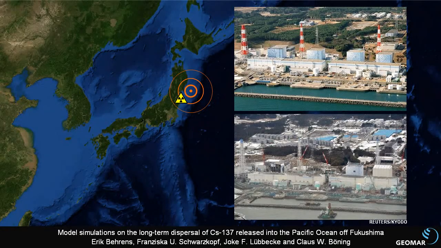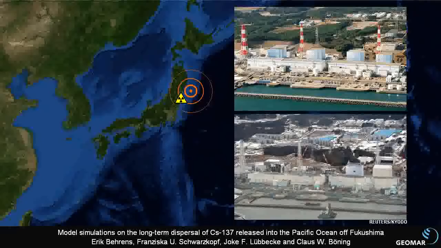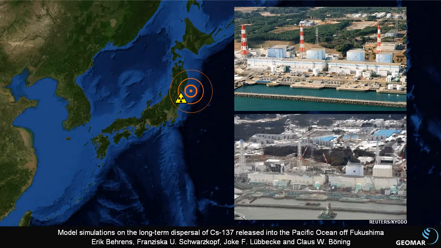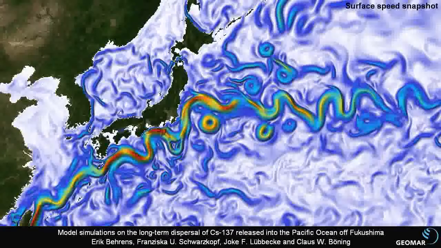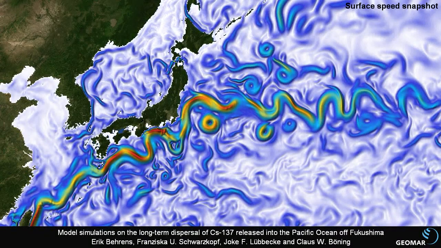Contaminated waters entered the Pacific Ocean by atmospheric deposition and direct discharge of coolant in the weeks after the catastrophe. In this study, we investigate the long-term fate of these waters in the Pacific Ocean using numerical model experiments. The model simulates the ocean currents with very high resolution. It thus captures much of the intense eddying flows along the Kuroshio.